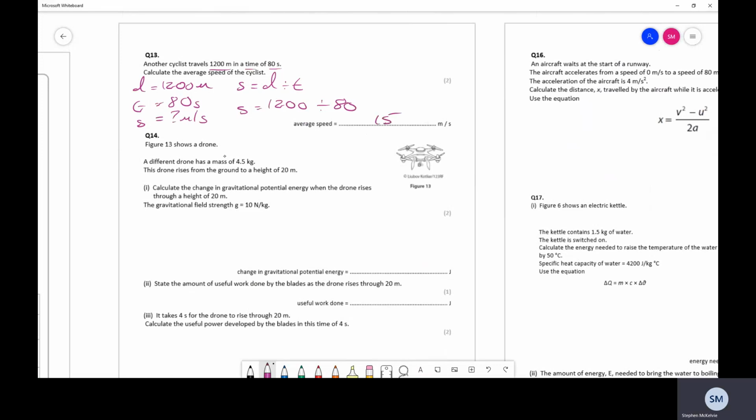Figure 13 shows a drone. A different drone has a mass of 4.5 kilograms. The drone rises from the ground to a height of 20 meters. Calculate the change in gravitational potential energy. GPE equals I don't know how many joules through a height of 20 meters. Oh, I already have that number. Gravitational field strength is 10 newtons per kilogram. Oh, they're being nice. They're reminding us of it today. EP is equal to m times g times delta H. EP is equal to 4.5 times 10 times 20.